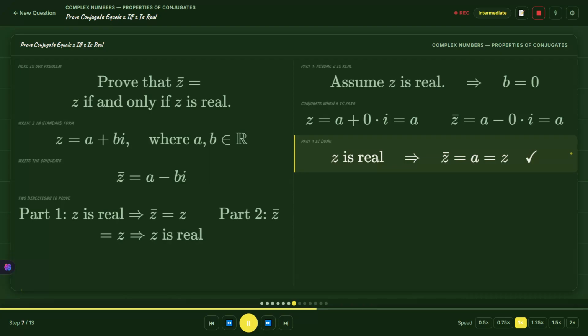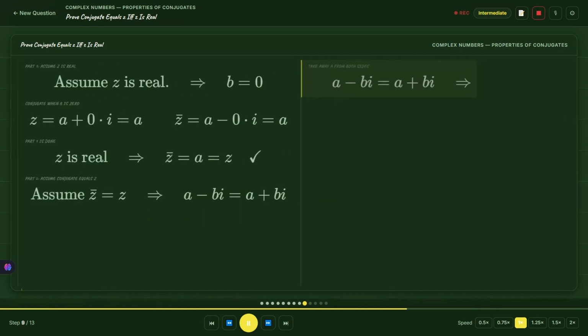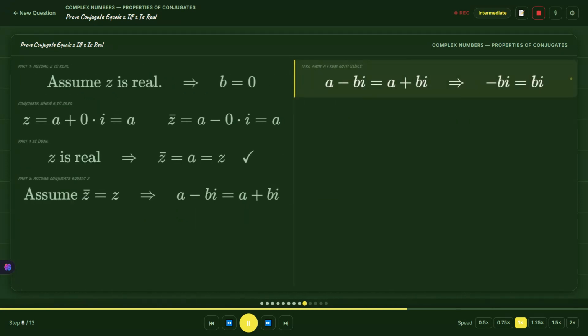Now let's do part 2. Now for part 2. We say, let's pretend the conjugate equals z. That means a minus bi must be the same as a plus bi. Let's see what that tells us. Look at both sides. They both have the number a. Let's take away a from both sides. We are left with minus bi on one side and plus bi on the other side.